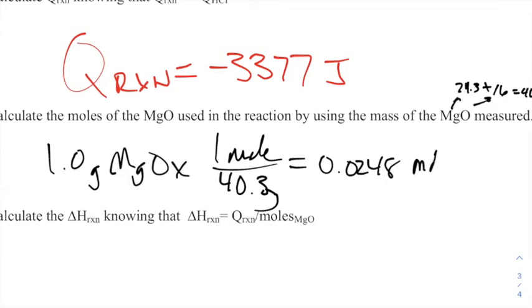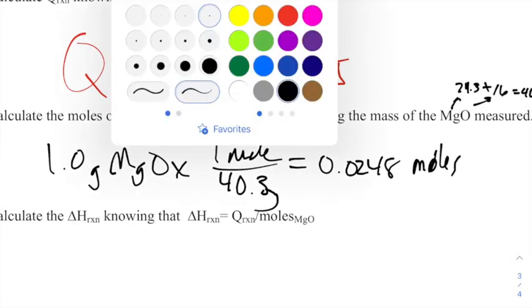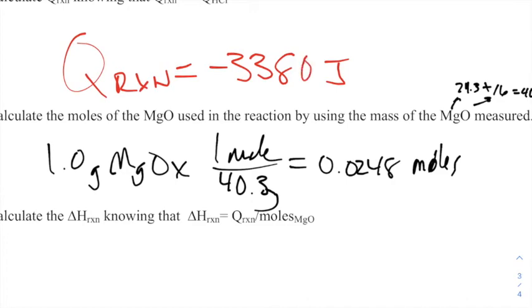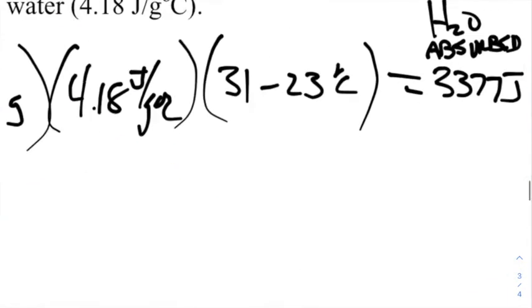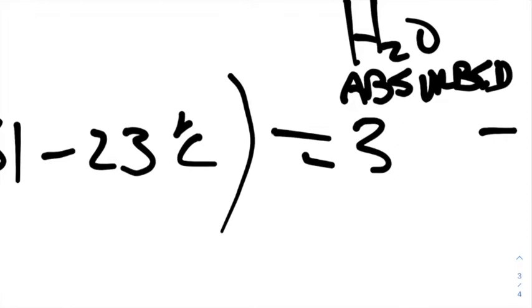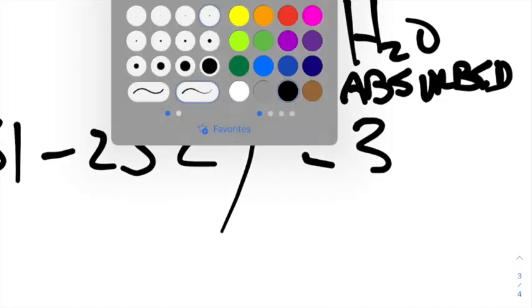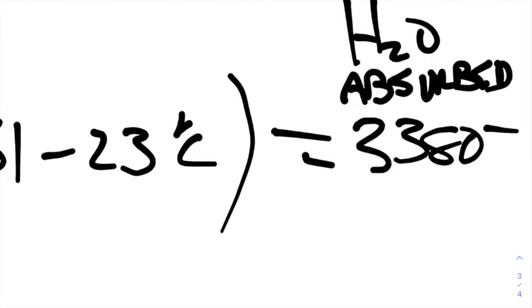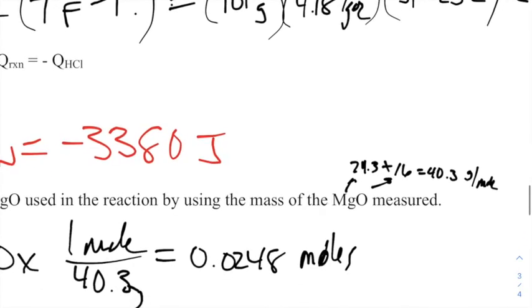0.0248 moles. Please note that I have taken this to at least 3 significant figures. And I didn't just stop at the 3rd decimal place there. I went to 3 significant figures. So technically speaking, if I had done the same thing up here, I should be at like 3380 for this guy in order to get to 3 significant figures. So again, had we changed that to 3 significant figures, that would be 3380, because I'd like everything done to 3 significant figures.